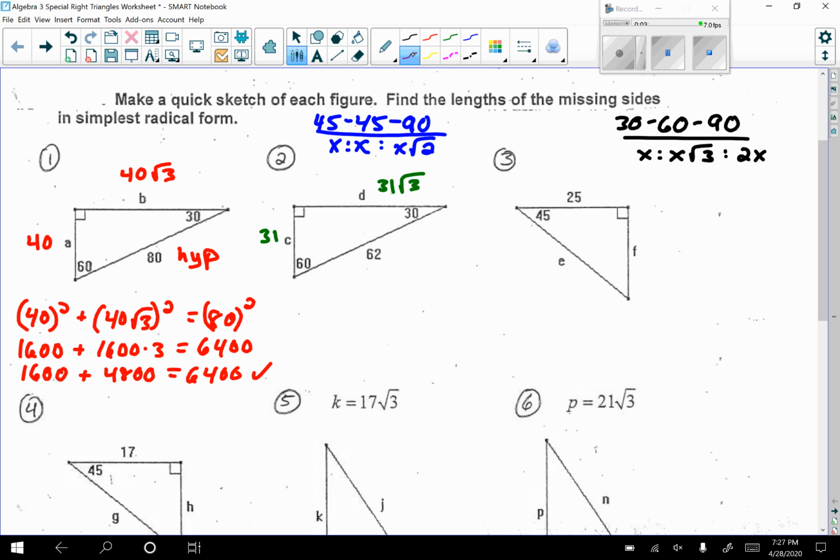Now for number 3, notice this is 45, so this is a 45-45-90 triangle, which means both legs are going to be the same. So F also has a length of 25. Now to get to the hypotenuse of a 45-45-90, I take one of the legs and multiply it by radical 2. So I get 25 radical 2.